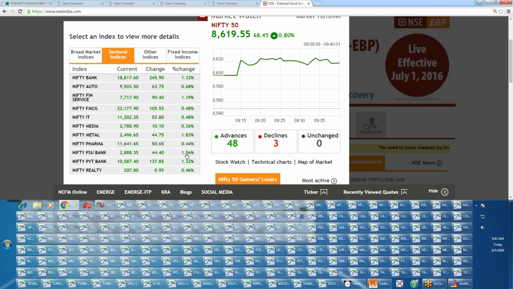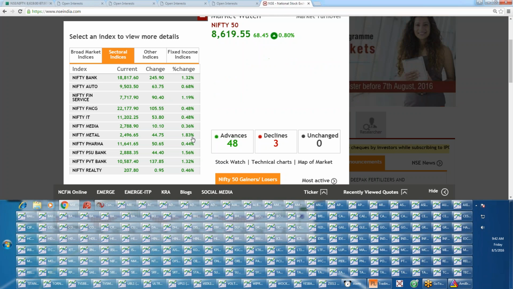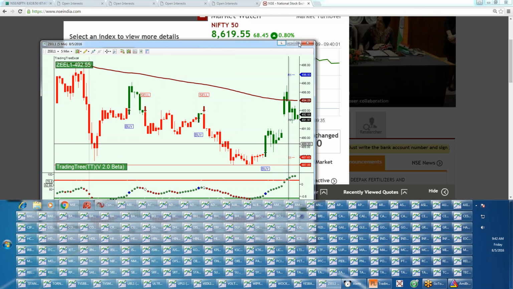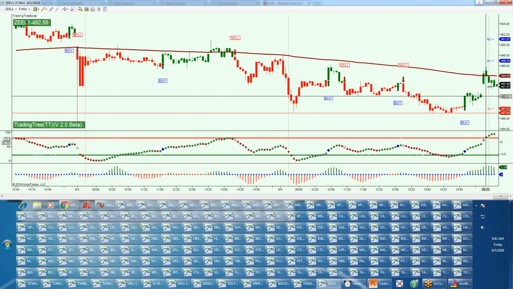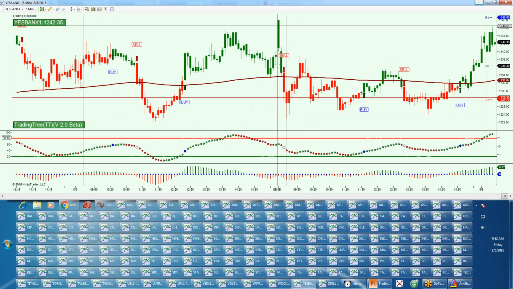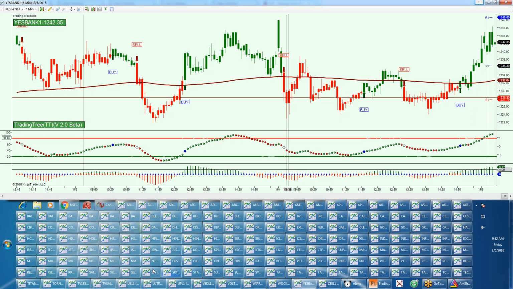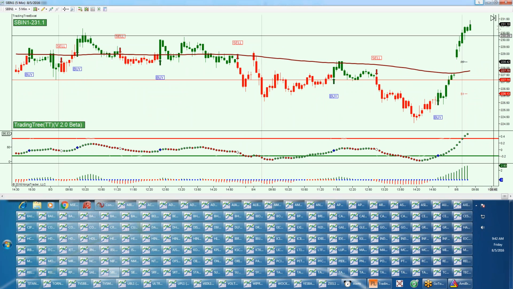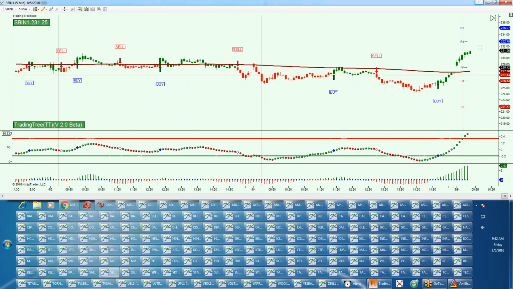So PSU banks are doing good, metals are doing good. The weaker ones are the media. So the SBI, your next target will be your R1, 232.50.